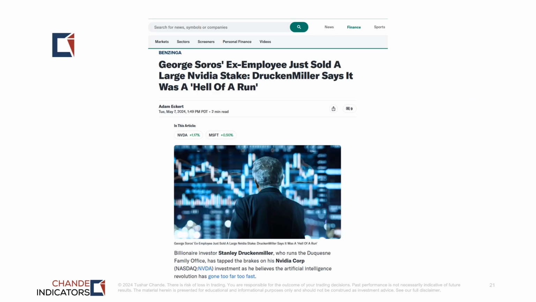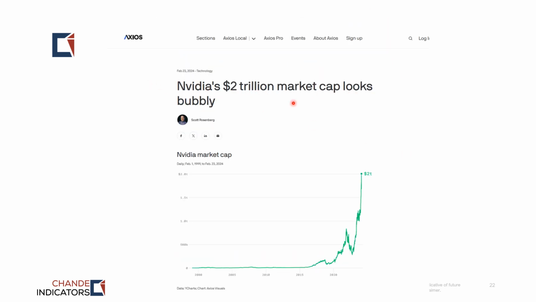So again, we're getting a range of negative headlines. Most recently, for example, Stanley Druckenmiller sold a bunch of positions, and he certainly caused a little trip in the market a couple of days ago. More arguments about why it's overbought and looks bubbly. This is from earlier this year.